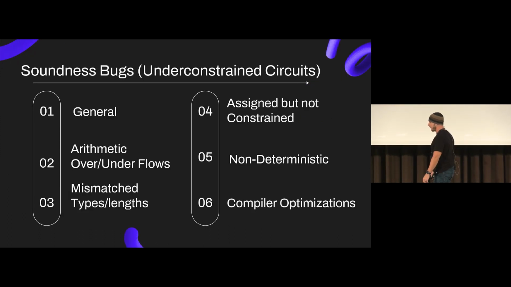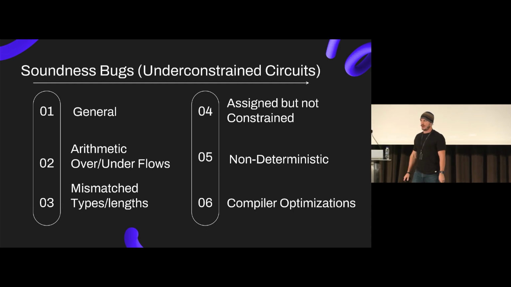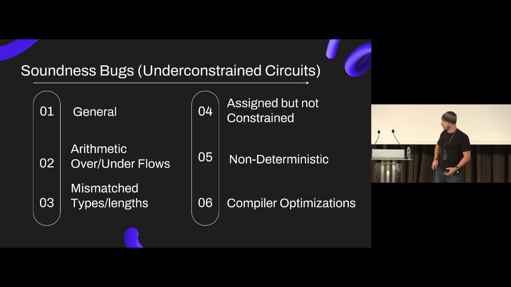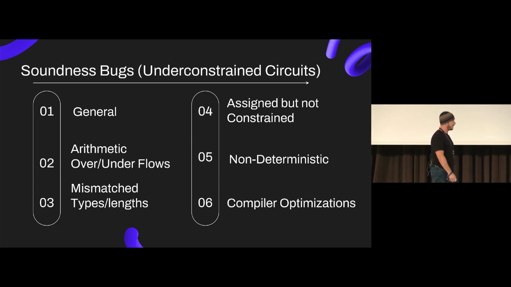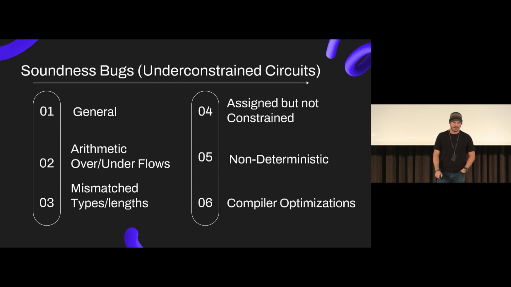Cool, so I'm going to talk a little bit more about circuits mostly, and specifically the types of bugs that we see in circuits, and introduce a terminology that we can use to classify these. So the categories are here, and I'll go through each one individually, and then talk a little bit about other stuff at the end.